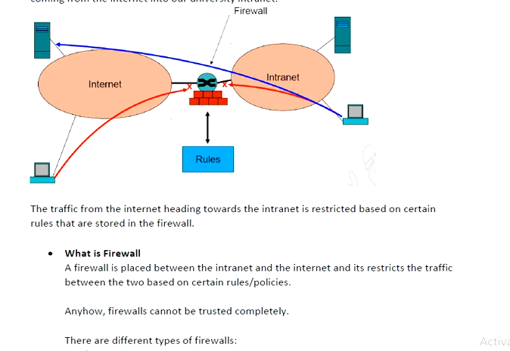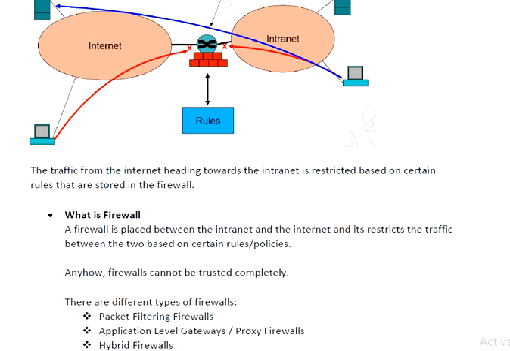In this figure, you can see that we have an internet cloud and then we have another intranet cloud. Now if a machine from the internet wants to communicate with a machine inside the intranet, it is not safe for the machine inside the intranet. In that case, if we want to protect the machines, we need to put some rules or policies. Hence comes the point of a firewall. We can say that a firewall is placed between the intranet and the internet, and it restricts the traffic between the two based on certain rules or policies.